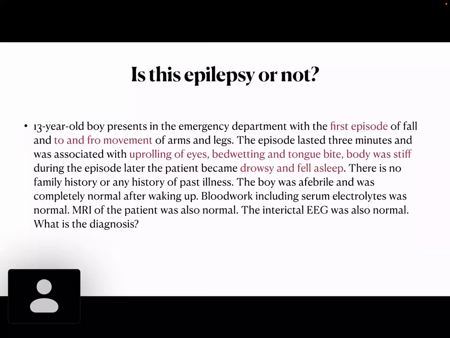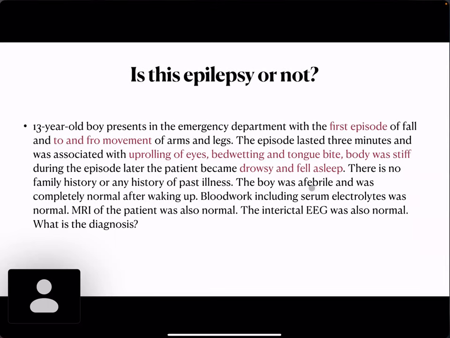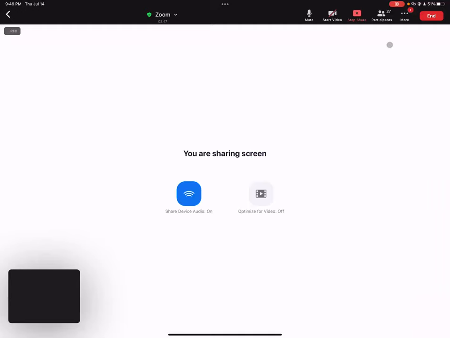So someone just had one seizure. It is 100% the right kind. It's a GTC. Everything looks bad, but just one seizure. MRI was normal, interictal EEG was normal, family history is normal. Is this patient epileptic or not? Comments.